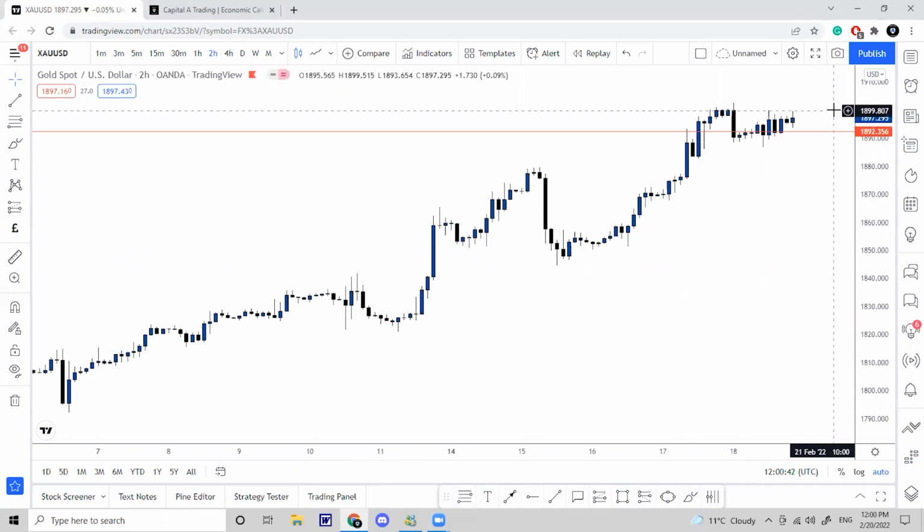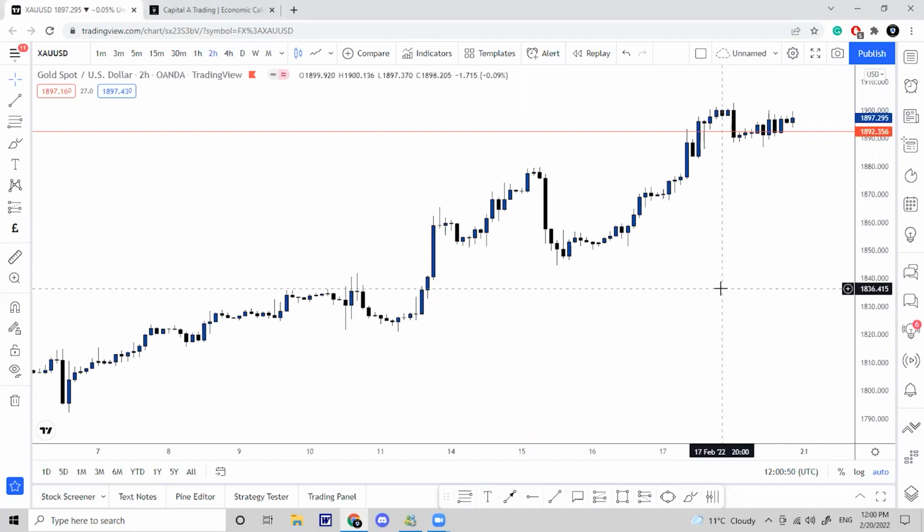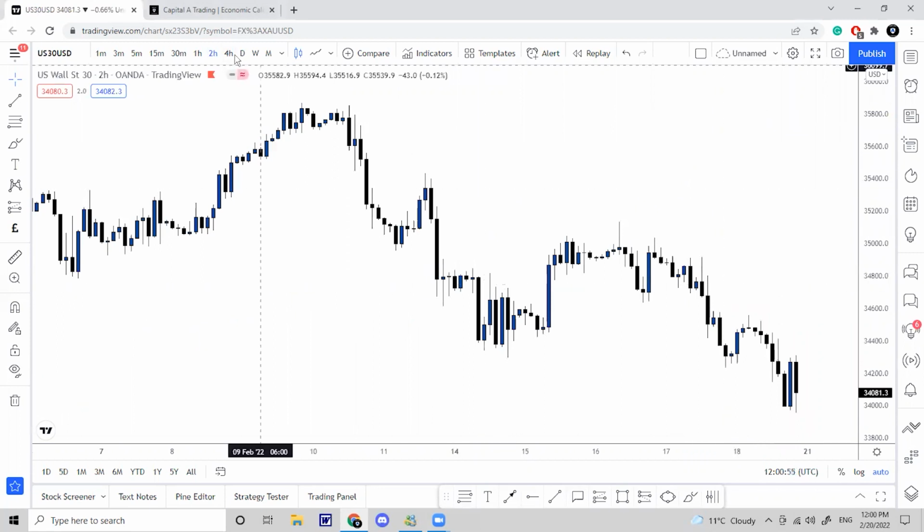Keep an eye on that 1900 mark. If it starts to go higher, the trade's invalid straight away. But if it sticks here at the start of the week, I'll be monitoring it and see if we can get that push to the downside. That'll be gold. Next up is going to be the US 30.